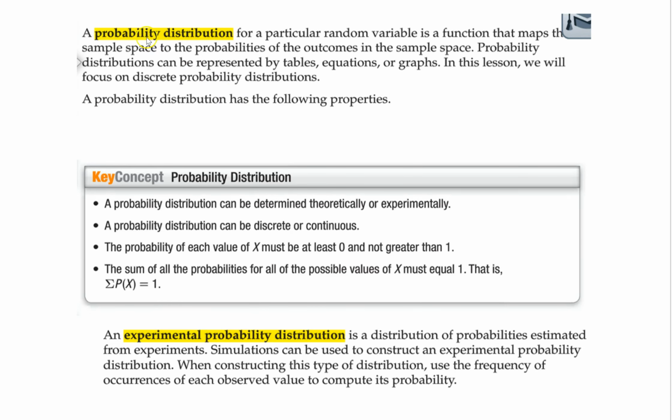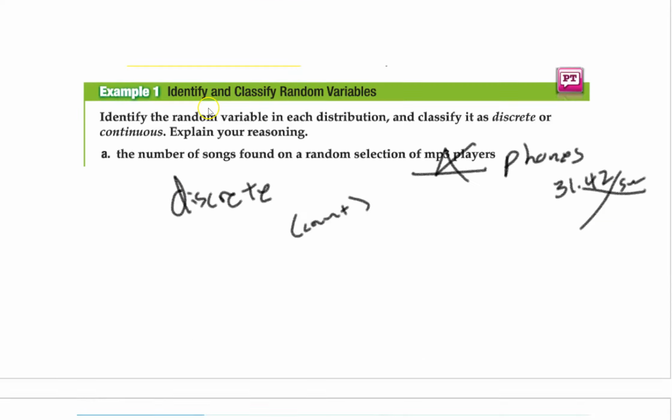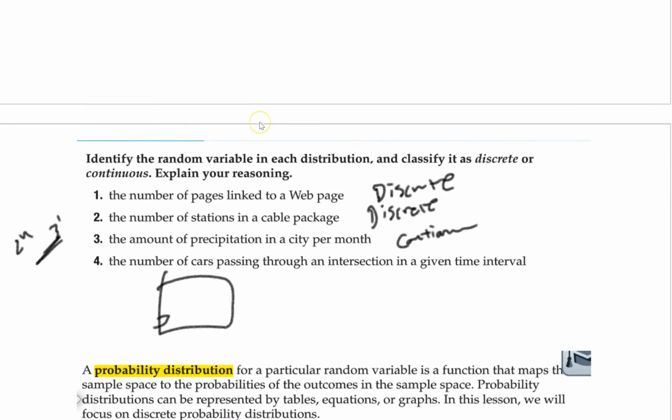So let's talk about probability distribution. This is actually the way we list out our probabilities. So a couple of key things here.